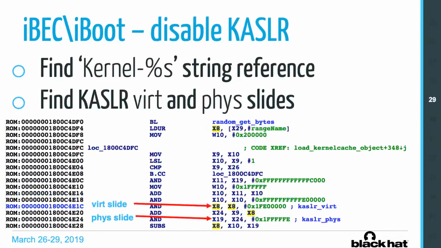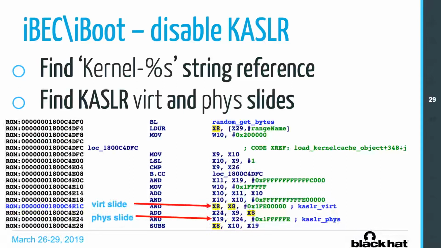The next thing is KASLR. Again, it's not really required for dual boot, but it's really nice that we can boot the system with a non-relocated kernel. It's easy to spot. Just look for the kernel-% string reference, and we will find code that asks SEP to provide an 8-byte seed. In our case, it's random_get_bytes. After random_get_bytes, we will see the calculation of the KASLR virtual slide and physical slide. In my case, x8 holds the virtual slide and x19 holds the physical slide.